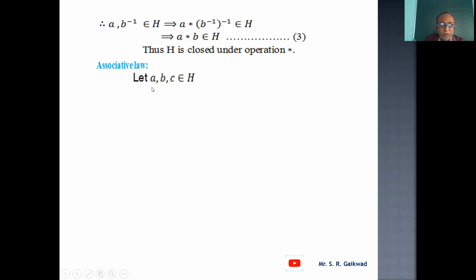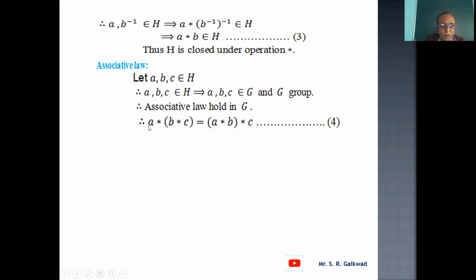Associative law. Let a, b, c belong to H. Therefore, a, b, c belong to H implies a, b, c belong to G, and G is a group. It means the associative law holds in G, and therefore a star (b star c) equals (a star b) star c.